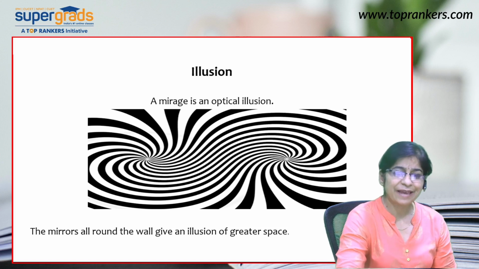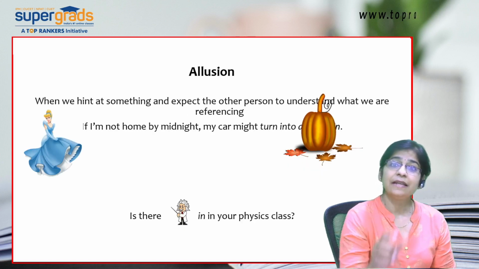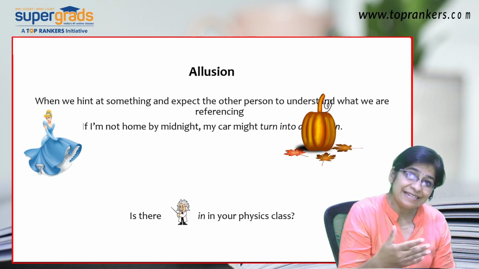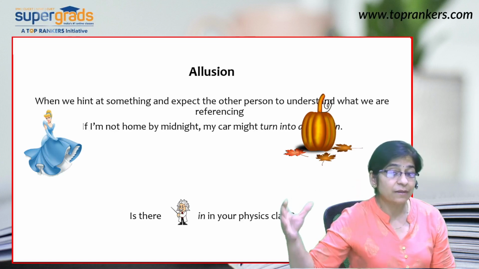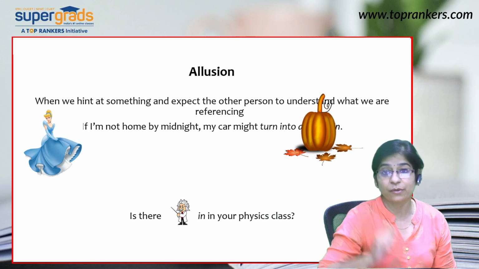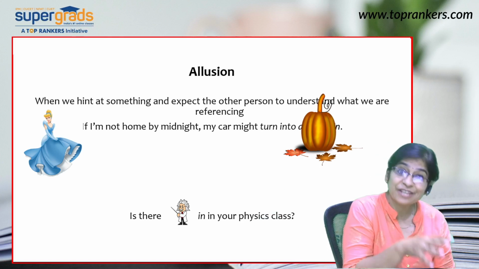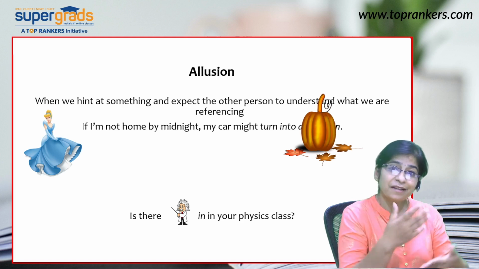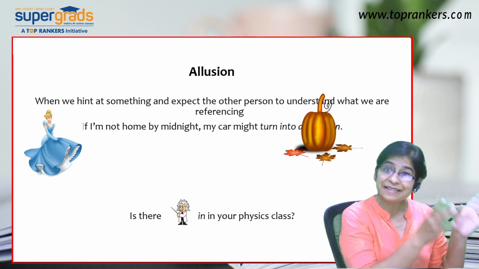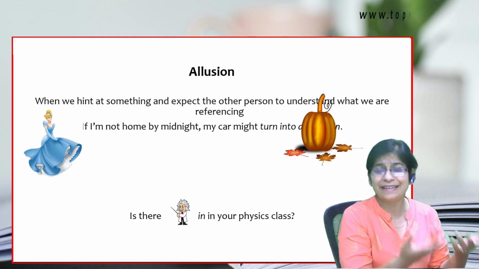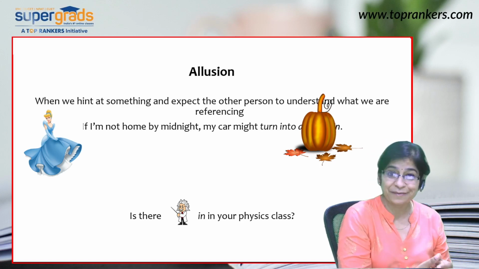Now let's take a look at the next word, that is allusion. Now, allusion simply means we hint at something and we expect the other person to understand what we are talking about. For example, you could introduce a friend of yours as the James Bond of your group. Now, the other people will understand that this person is as good at decoding as James Bond himself.